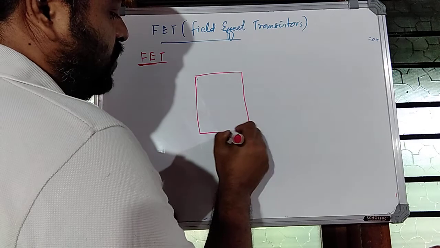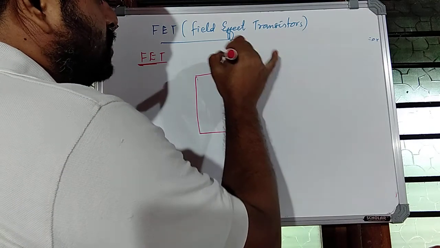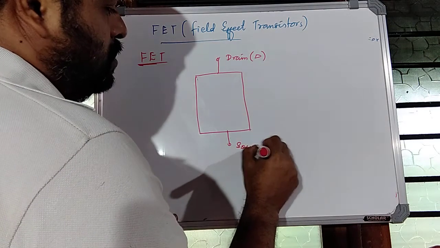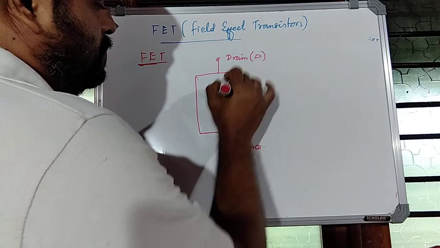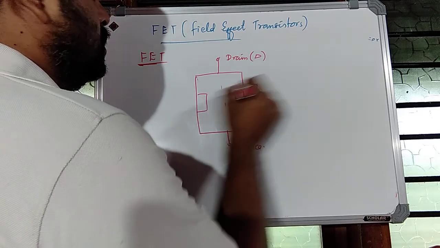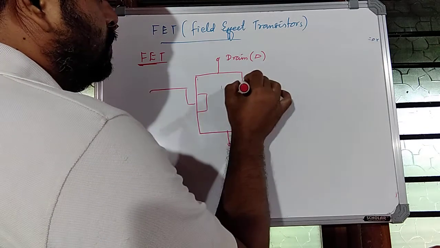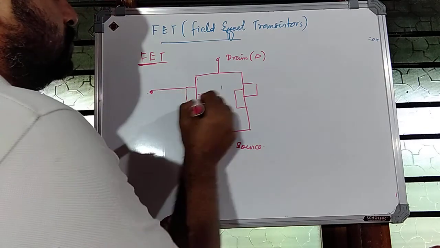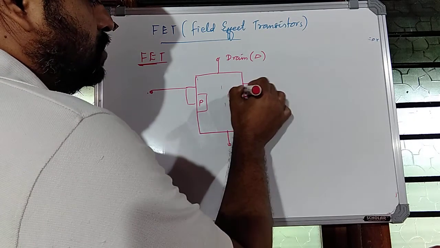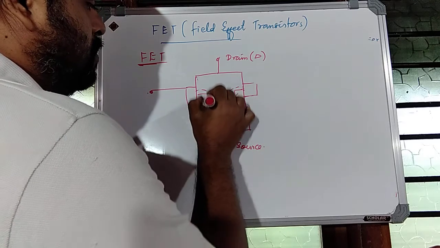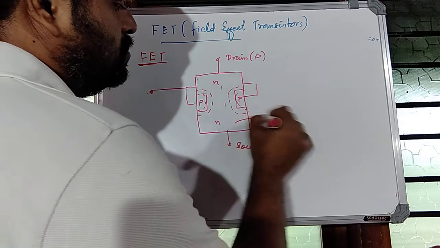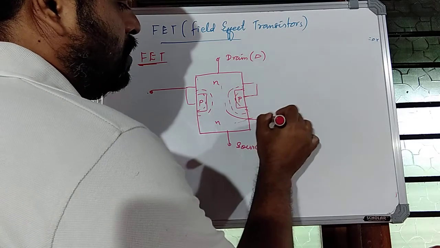In N-channel FET, we have two terminals taken from the N region. One is drain, this is source. This region is the N channel. And the gate is fabricated here. The gate terminal is taken from this region, which is P region, and there will be a depletion region around it. This is also N region, so this is called N channel.